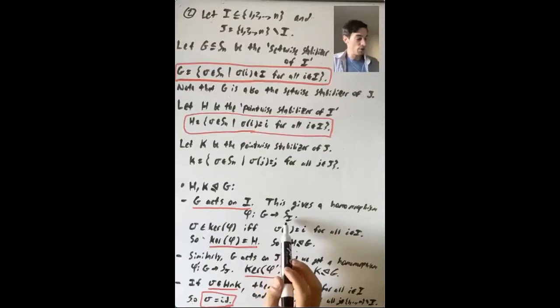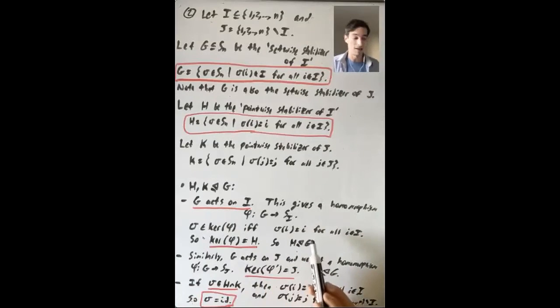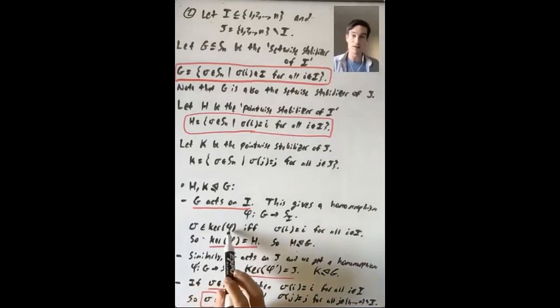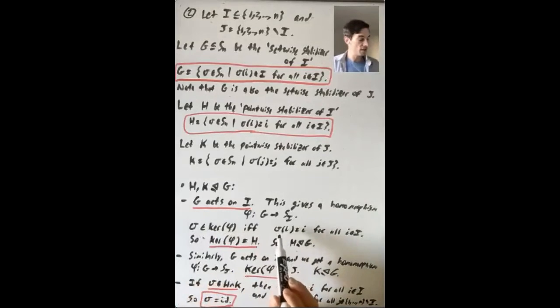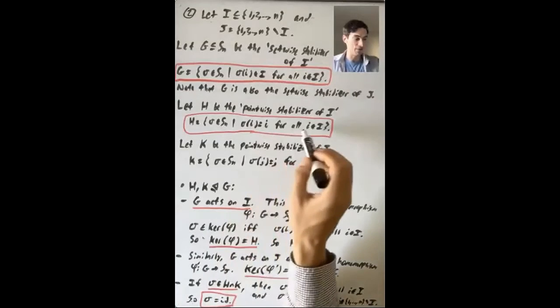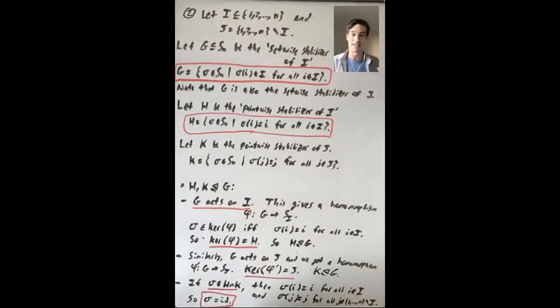So what does that mean? How does sigma permute the elements of I? Well, it has to fix all of the elements of I. So sigma is in the kernel of this homomorphism if and only if sigma of i equals i for every little i in your index set. But what is that? That is H. That's like the definition of H. It's this pointwise stabilizer inside the setwise stabilizer. So because it's the kernel of a homomorphism, we see that H is a normal subgroup of G.